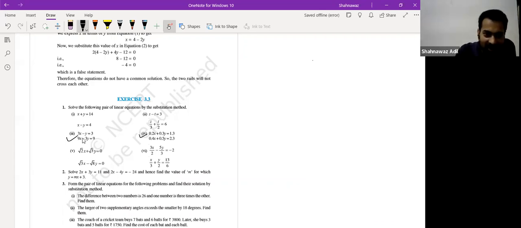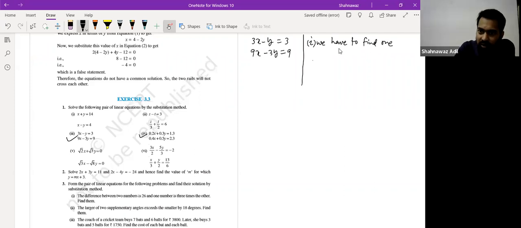Let's see. So for Adil, 3x minus y is 3, and 9x minus 3y equals 9. What was the idea of the substitution method? The idea was we have to find one value first, right, Adil? Yes. And then put it in the second. So this was the whole idea.